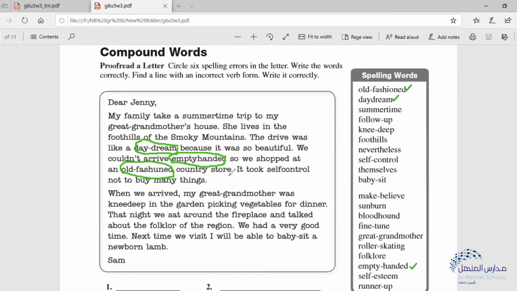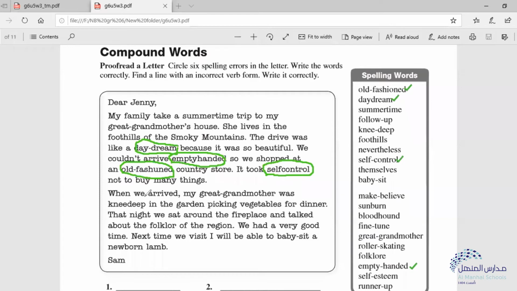Old-fashioned country store. It took self-control not to buy many things. Self-control. You don't know how to spell it? Let's look here. It's a compound word. Let's look for self-control. Is it here? Self-control, with a hyphen. Here, self-control, no hyphen, no space. So this is wrong. So don't forget self-control. Okay. Don't forget to write it.